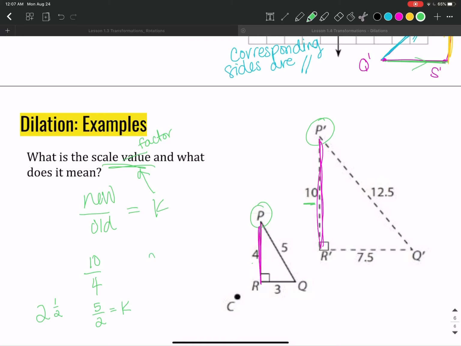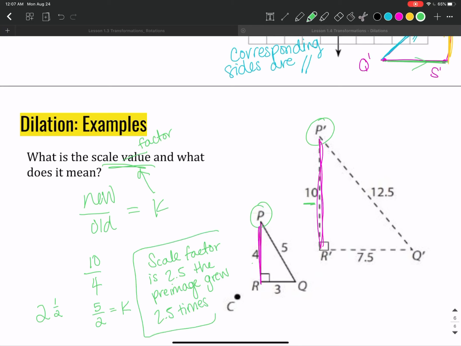So if our scale factor is 2.5, that means that the pre-image grew 2.5 times. All right, so those are dilations. We'll practice some more in class.